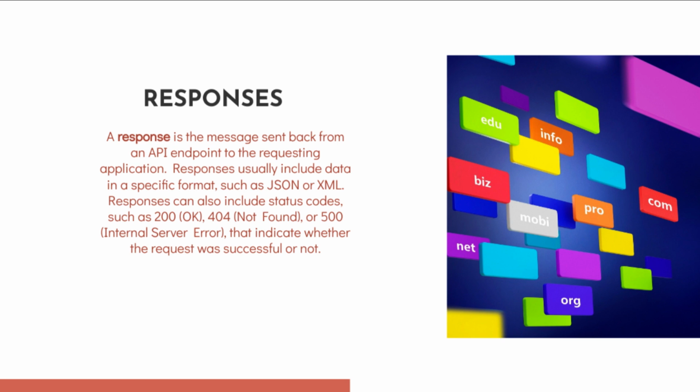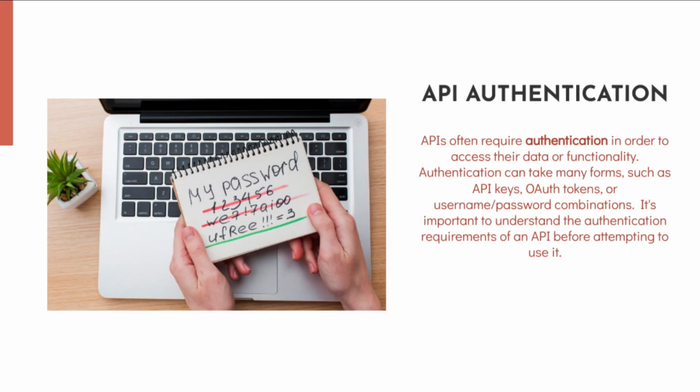Parameters can be included in the URL, as query parameters, or in the request body, as request parameters, for operations like filtering or specifying data. Body, optional, is used for sending data in the request, typically in formats like JSON or XML. The request body is commonly used with POST and PUT methods to create or update resources.